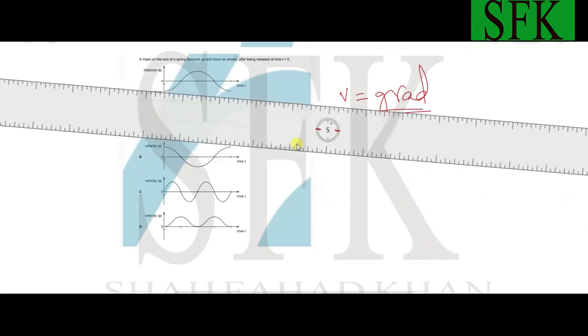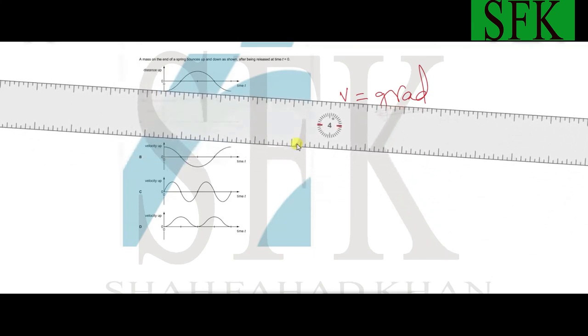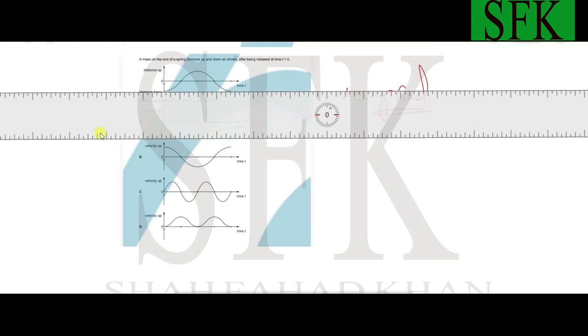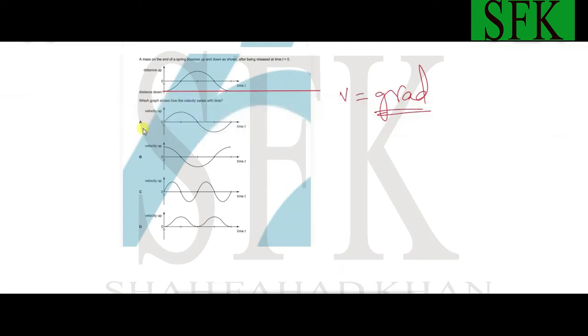If we draw a tangent to this graph at its point 0, the tangent is going to be a horizontal line. A horizontal line always has gradient 0. So this means that initially the velocity has to be 0. So it can be A, C or D. B cannot be the answer, so B is ruled out.